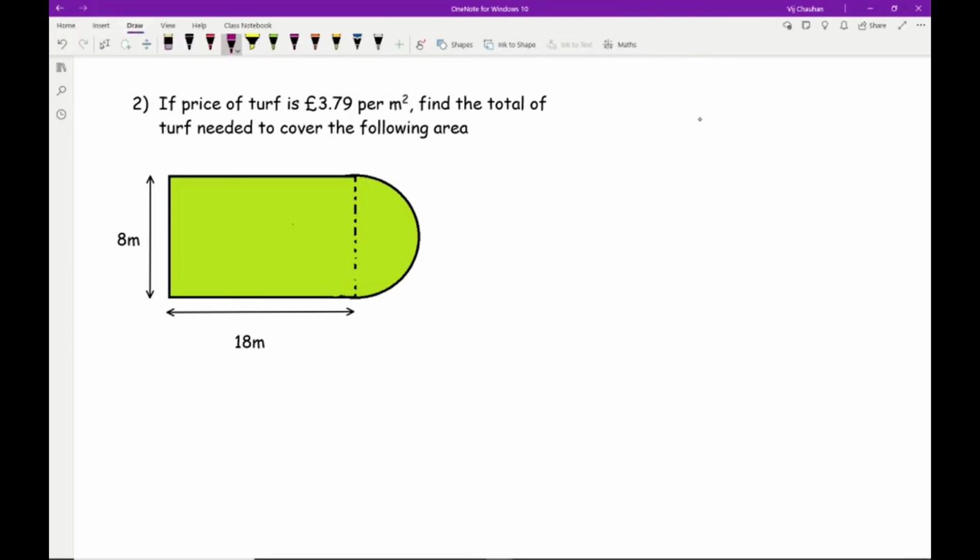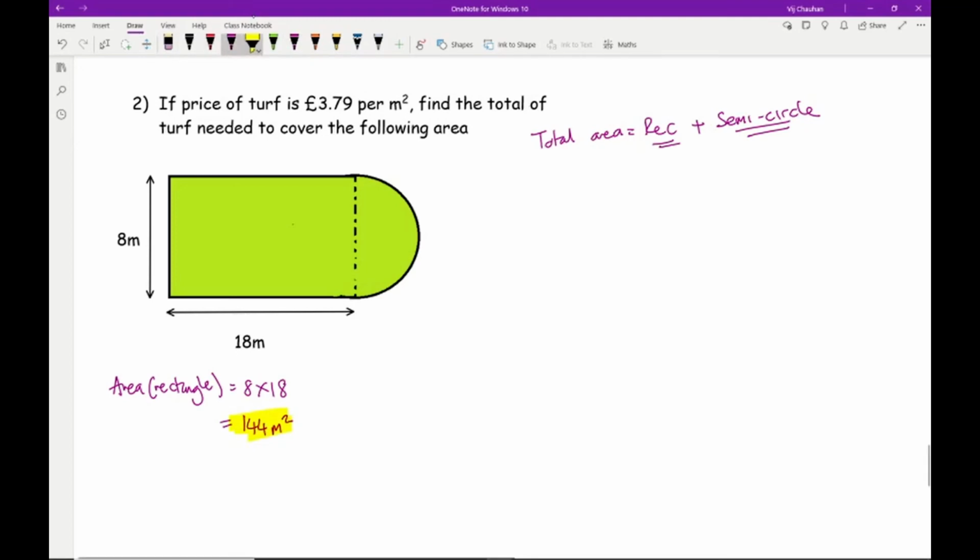So here we've got a rectangle, so the total area equals the rectangle plus the semicircle. And so what I need to do is work out these two areas separately. So the area of the rectangle is going to be 8 times 18, which on the calculator gives me 144, and it's metres squared, not centimetres. And so I'd probably get a mark just for working out that.